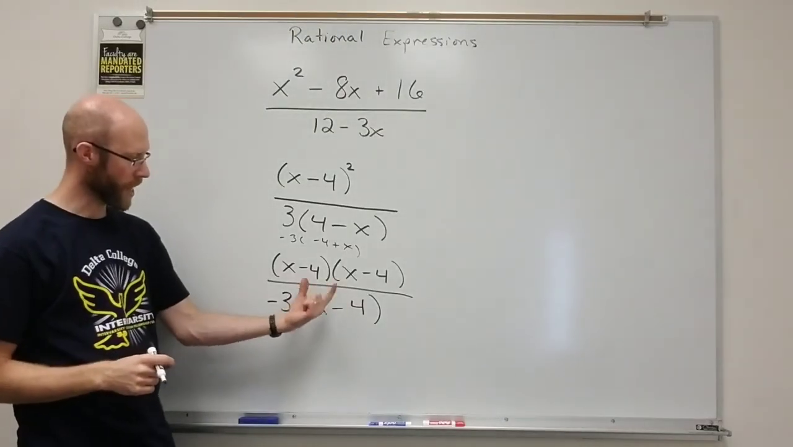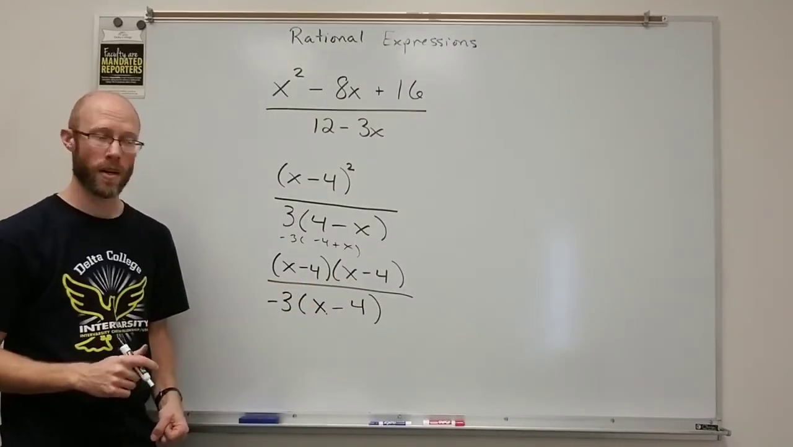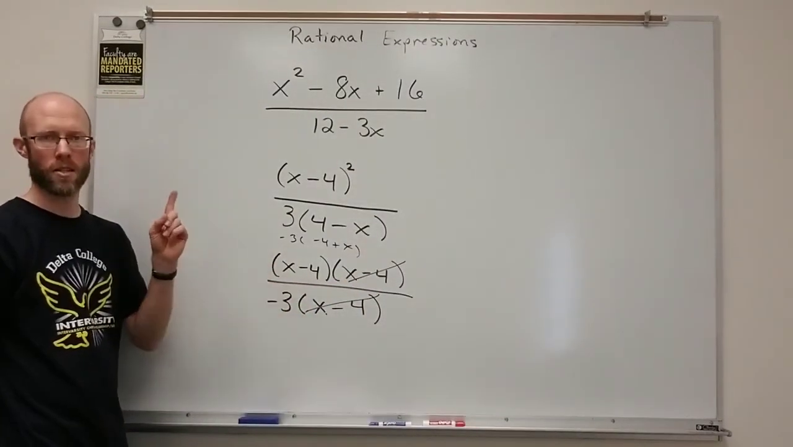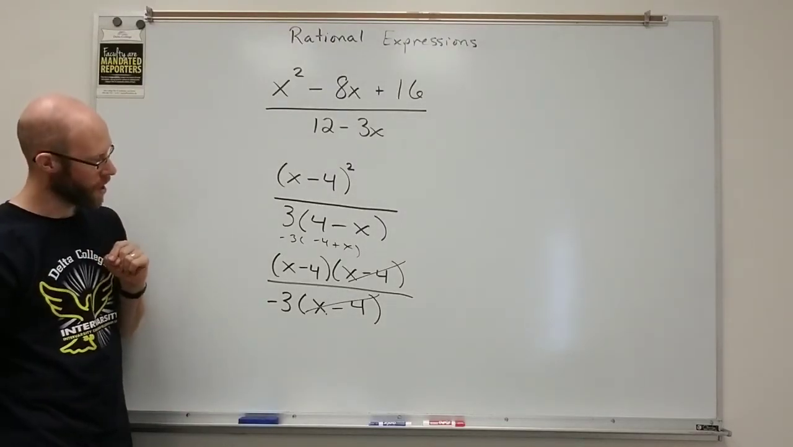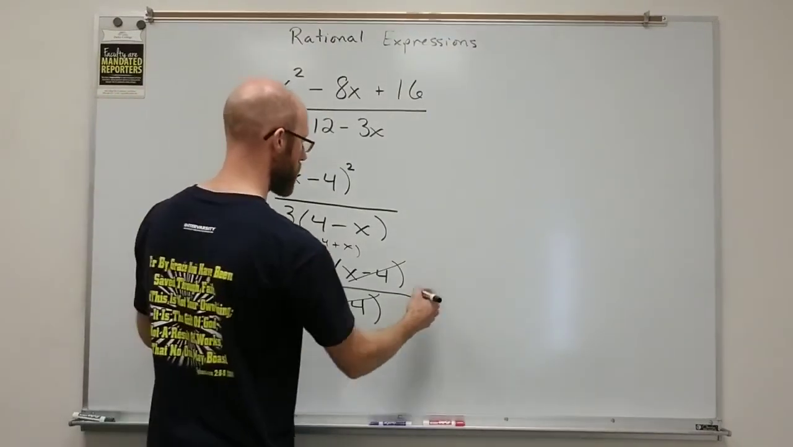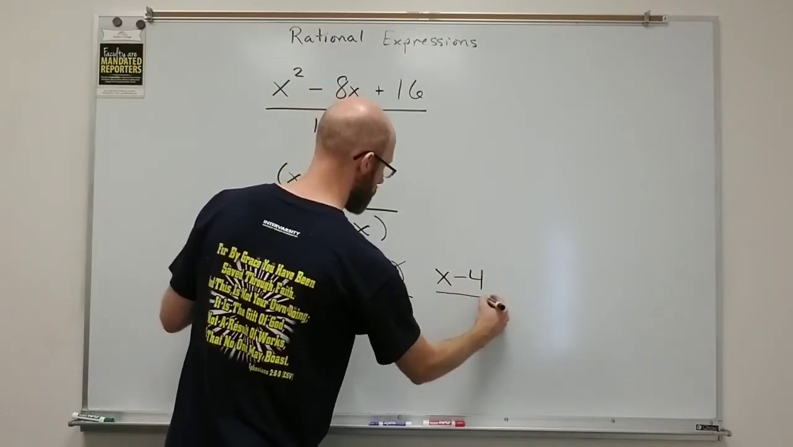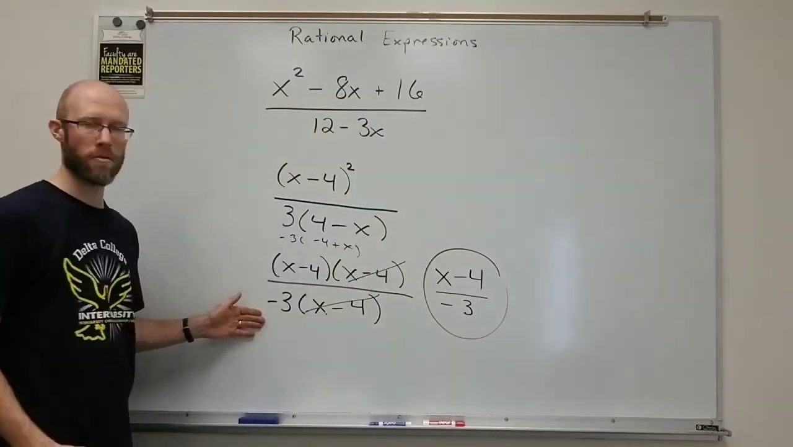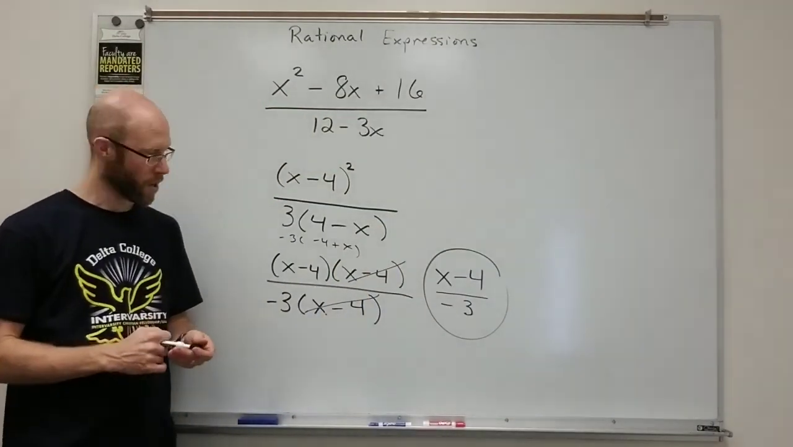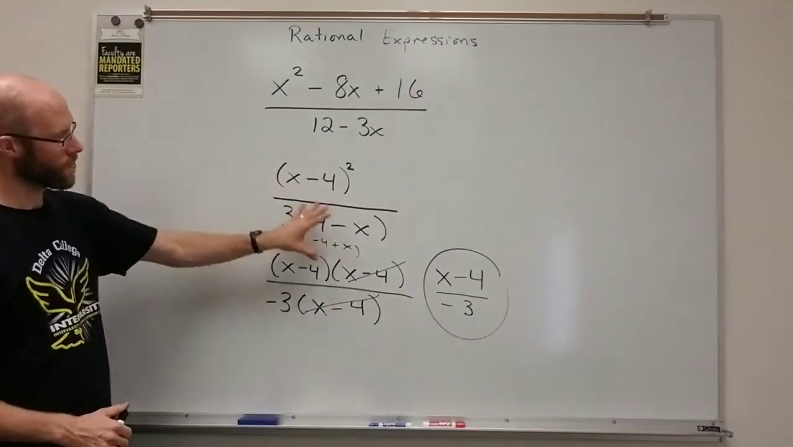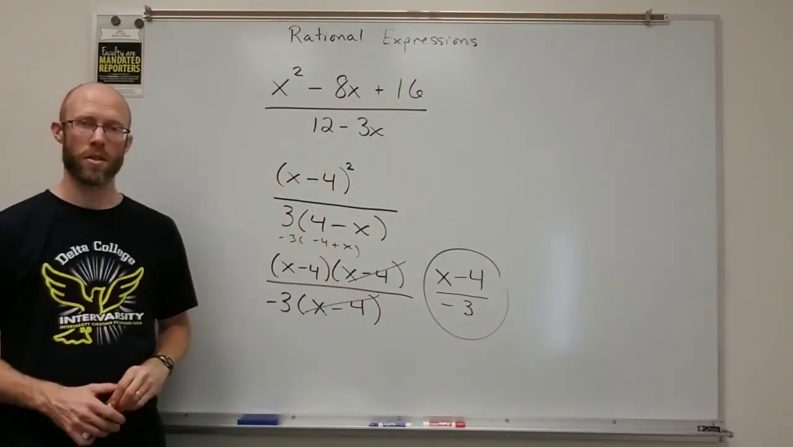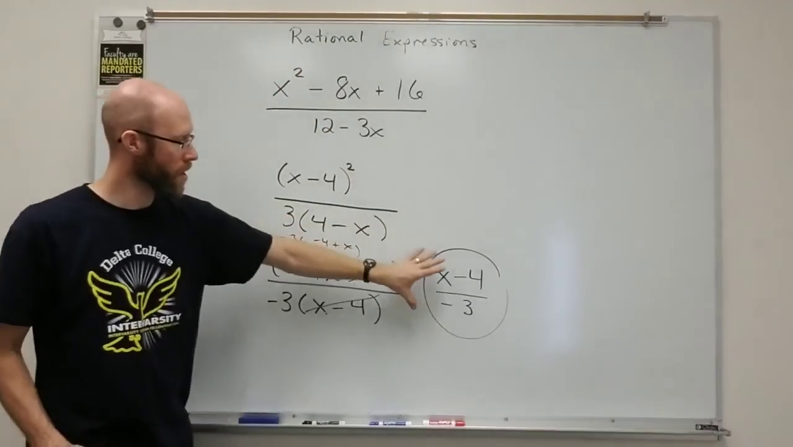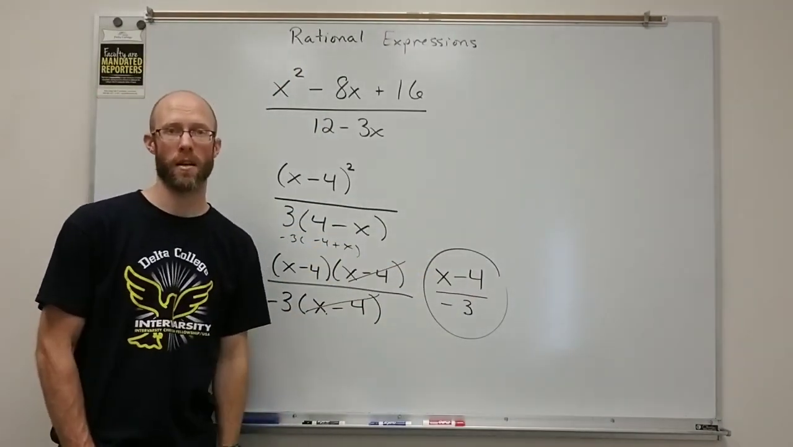And now I can cancel the common factor of x minus 4. So those cancel. And it doesn't matter which one I cancel it with, as long as I cancel it only with one of the factors. And so the final answer is going to be x minus 4 over -3. That's my simplified form. Okay. So again, these very complicated fractions can and sometimes do simplify to much simpler looking fractions.